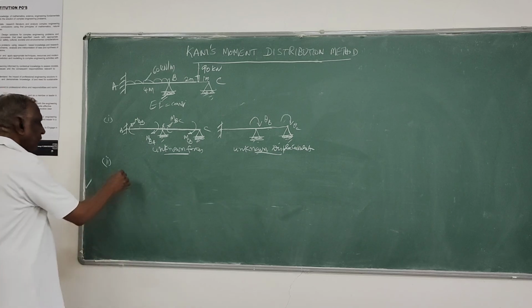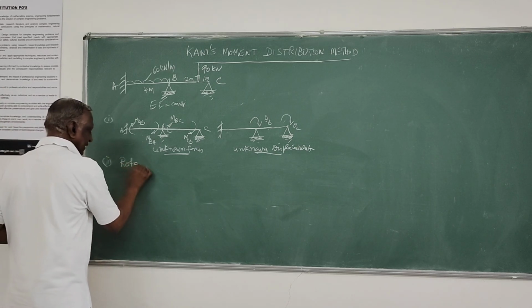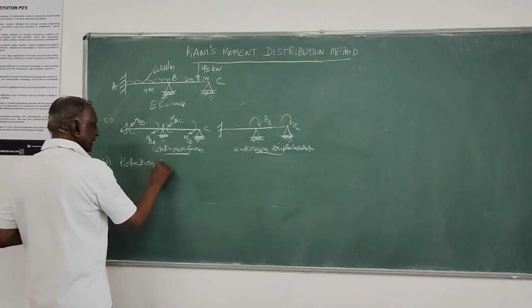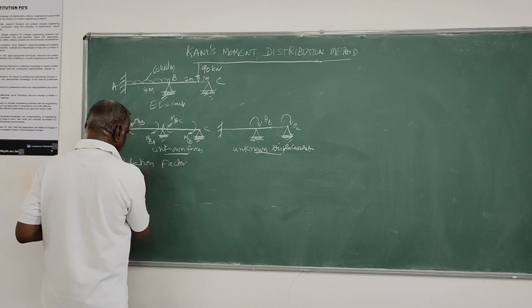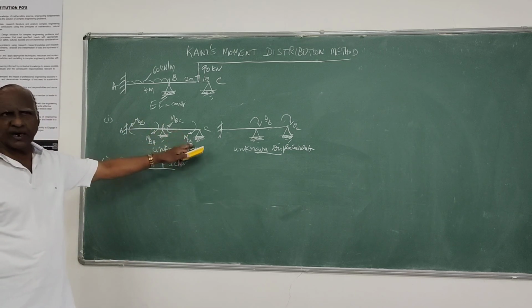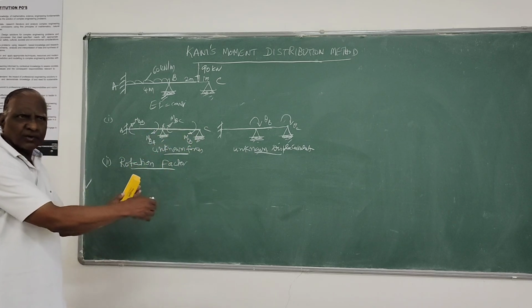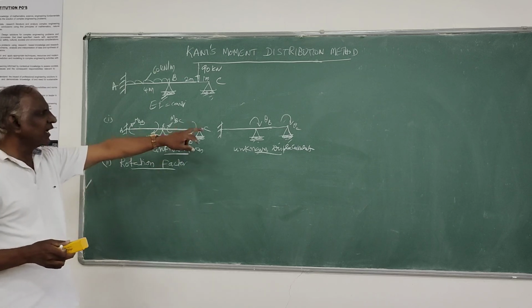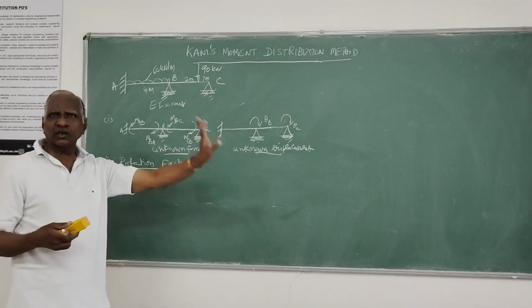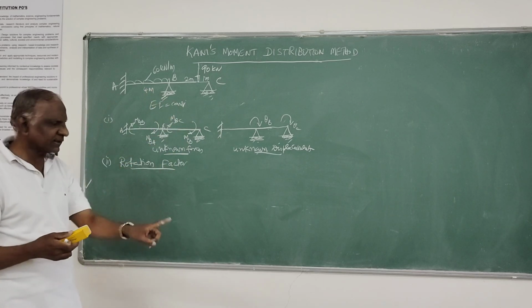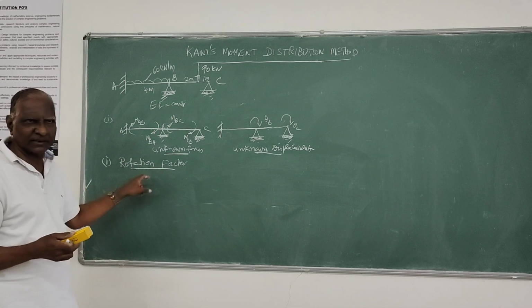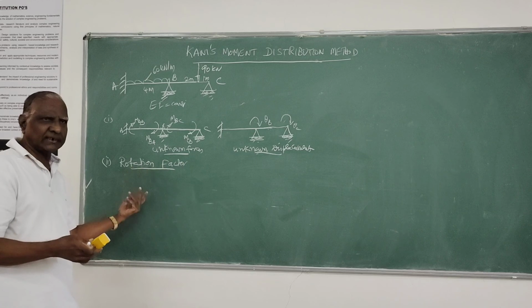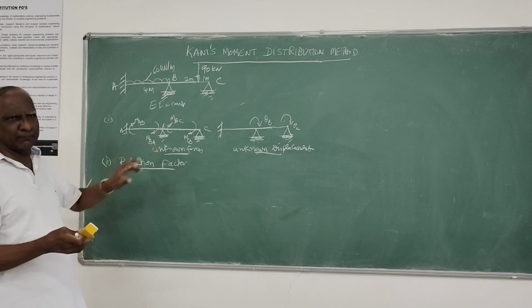Next, we have to determine what is known as the rotation factor instead of the distribution factor. As in the moment distribution method, we take the rotation factor here, because the member end moments which we have to determine are the sum of the moment due to rotation and translation. Here there is no translation, we can ignore the translation effect. It is only rotation. That's why we have to determine the rotation factor. I have given the equation also for how to determine the rotation factor. Using that, we have to find out the member end moments.